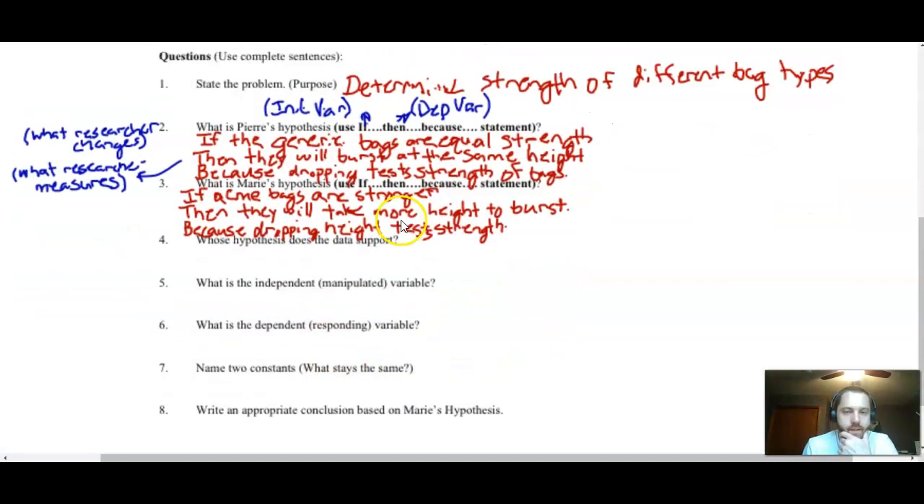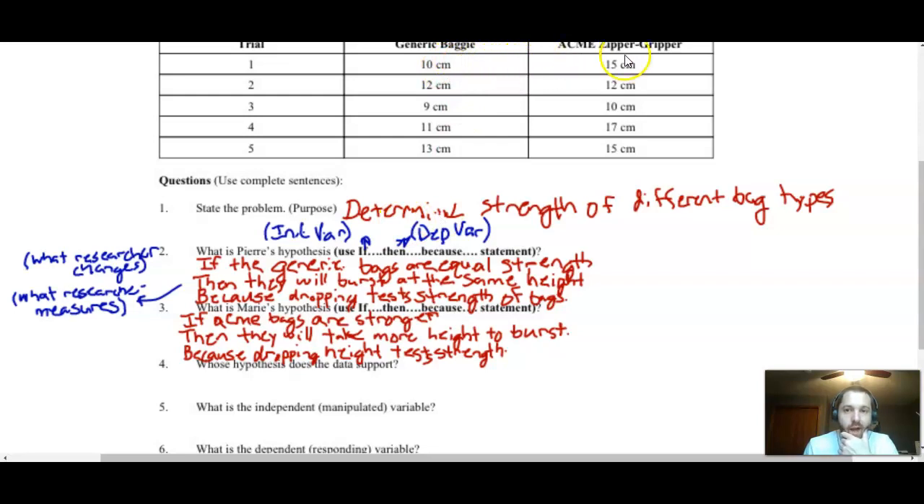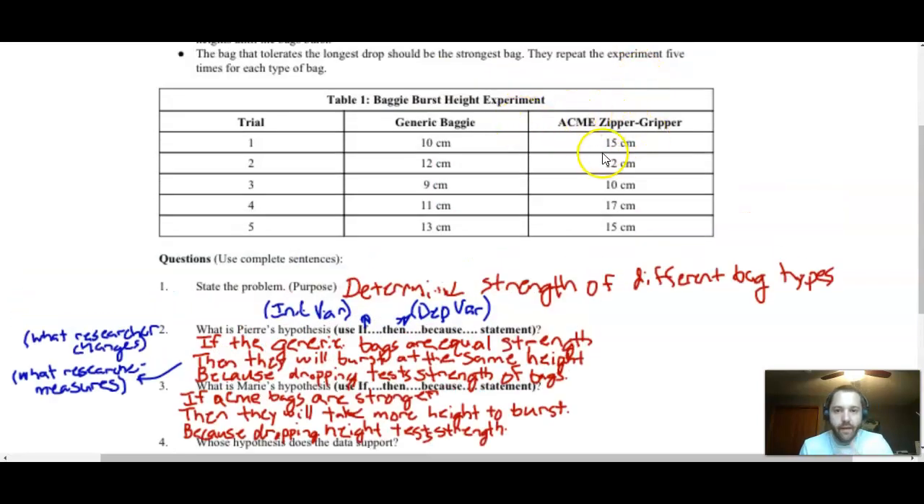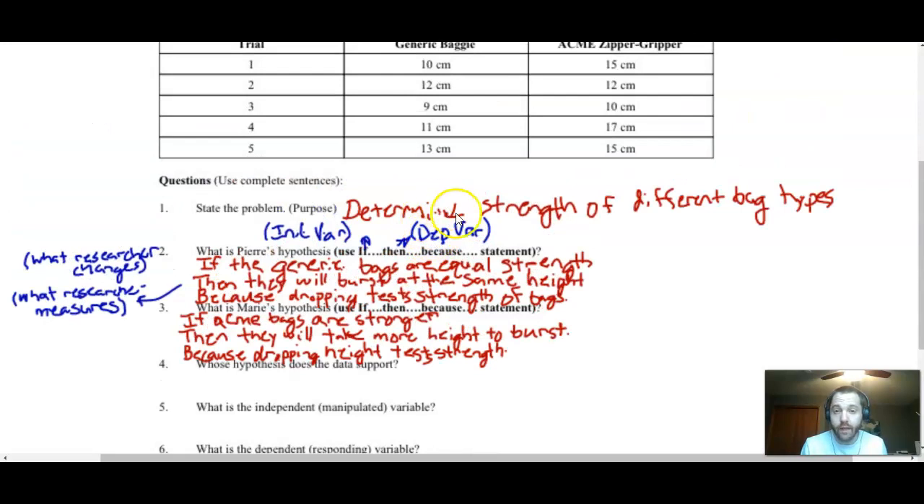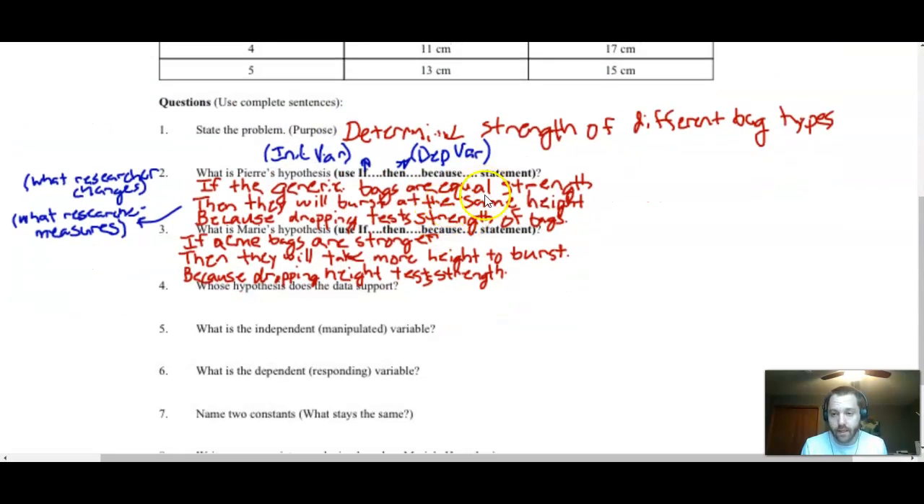So whose hypothesis does the data support? Well, if we look at it, we can pretty strongly see that the Acme bags took more height. And we're not going to say prove. Remember, in science, we're really not proving any of this. We have a lot of data to support it.